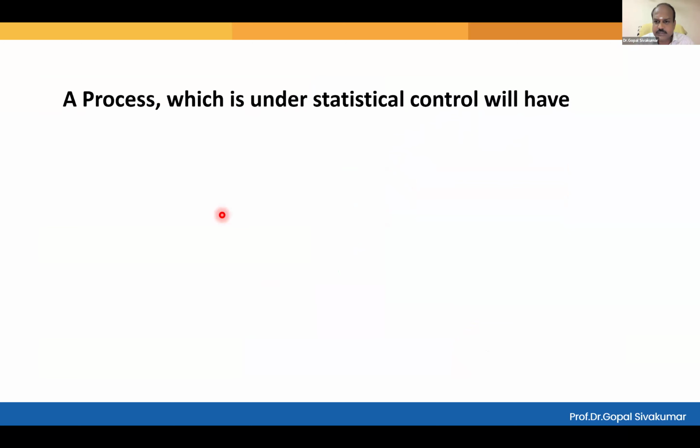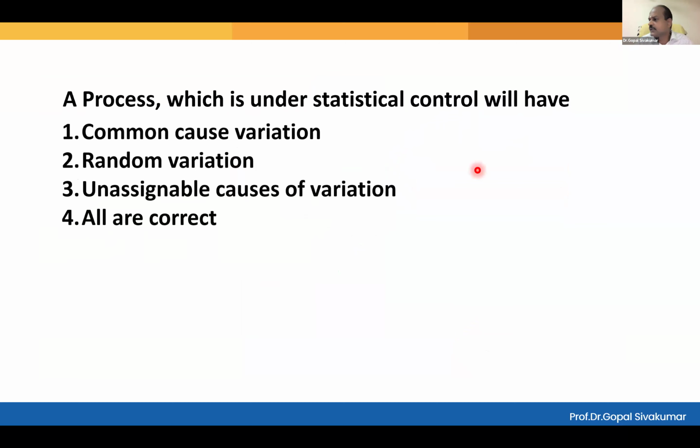So a process which is under statistical control will have what kind of variation? Can you answer this question?